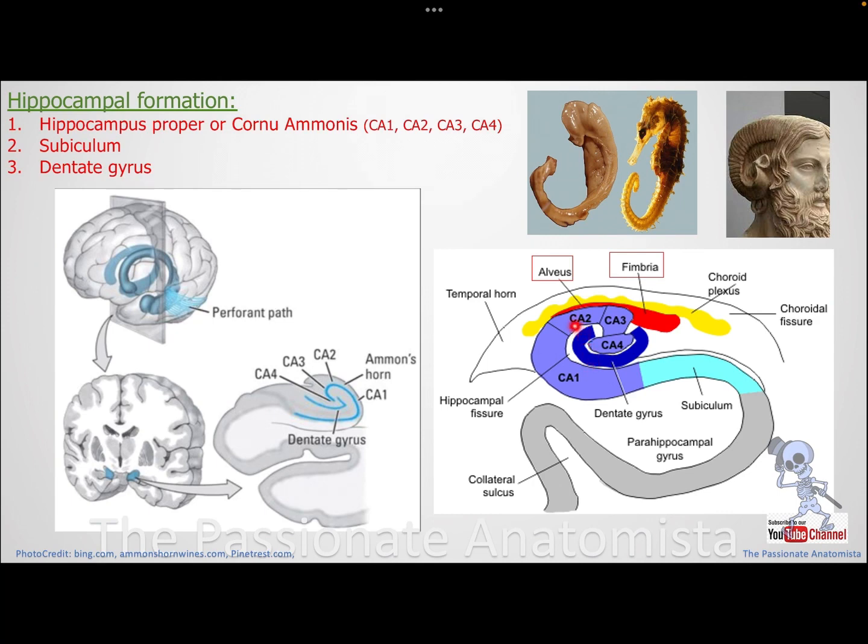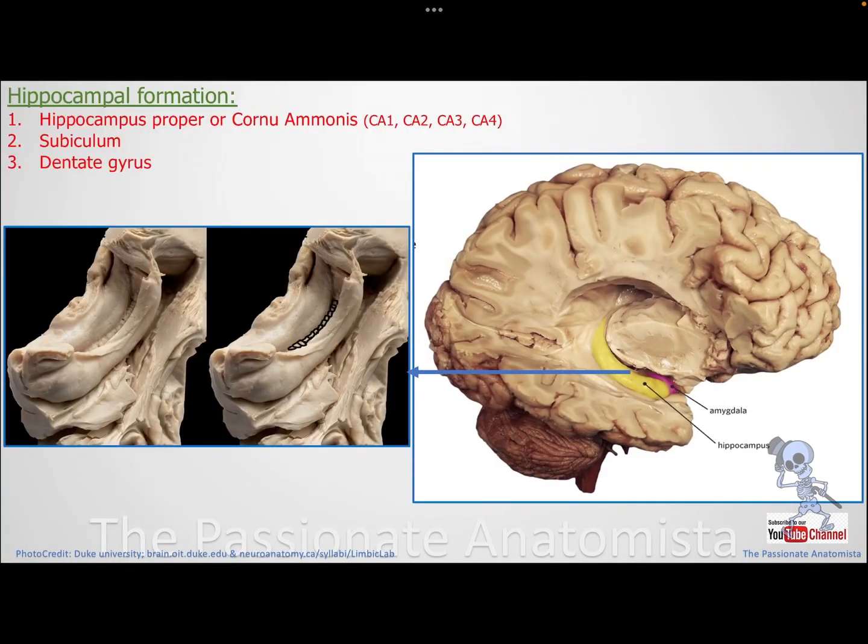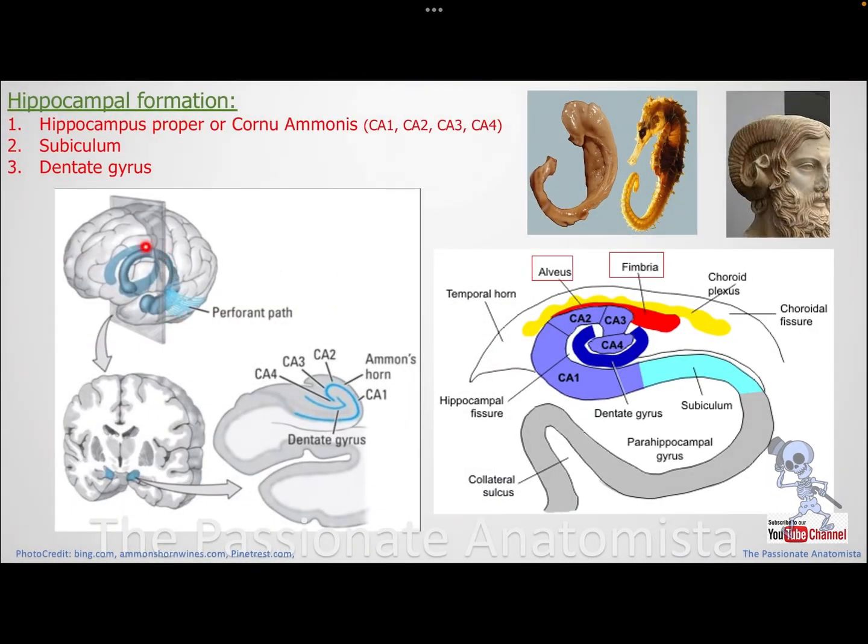One thing that is important, you guys, that I want you to remember at this point is the alveus and the fimbria. Why? Because when we talk about the circuitry and how we process the information of the hippocampus, the information will be taken from the hippocampus by something called the fornix. So remember that the alveus and the fimbria take the information from the hippocampal formation out, and from there we will start to form the fornix that's going to loop around the thalamus.